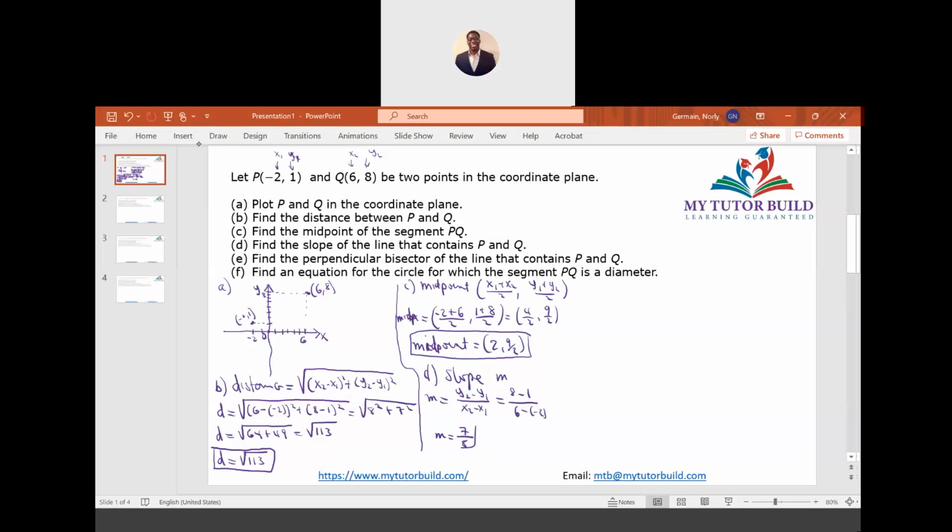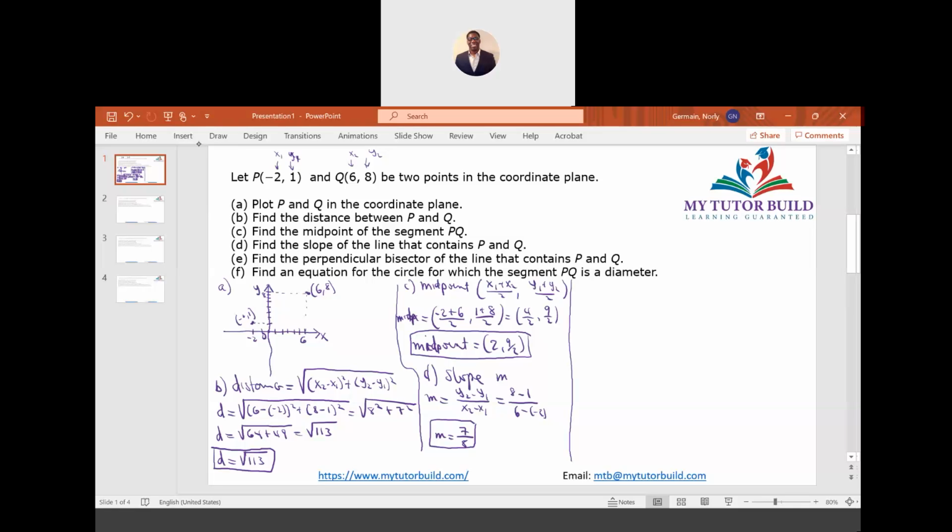This is the slope. Next question. They ask us to find the perpendicular bisector of the line that contains P and Q. In order to find the perpendicular bisector of the line, we need to know first if these two are perpendicular. For two lines to be perpendicular, we need to find the slopes.